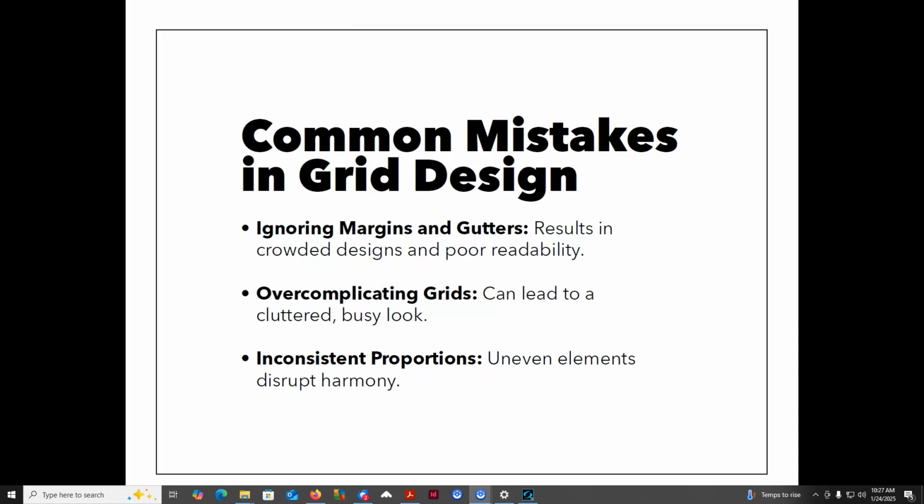Paying attention to margins can add a lot more space around text, especially when you get to the edge of a page or a fold line in a publication. Overcomplicating grids can lead to a cluttered, busy look. Again, adding too much is always something that you just don't want to do. And inconsistent proportions, uneven elements, disrupt harmony. There's no harmony in that.